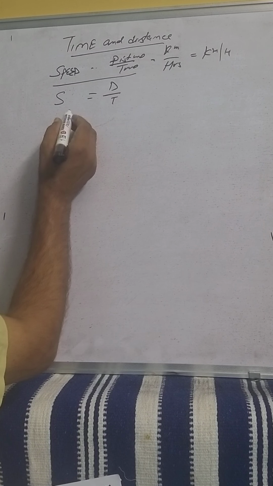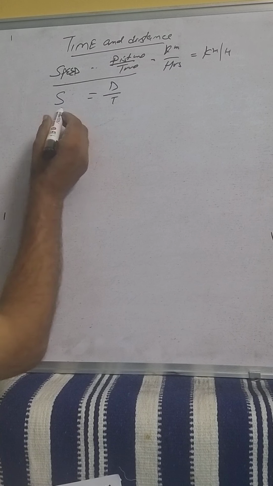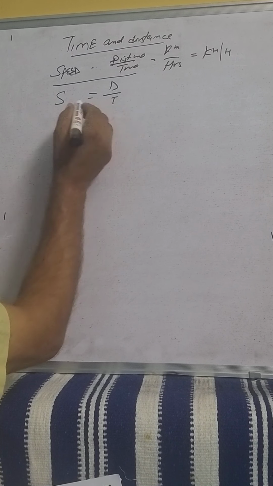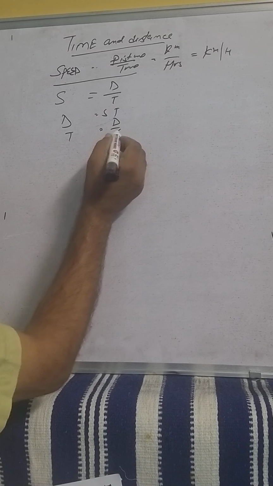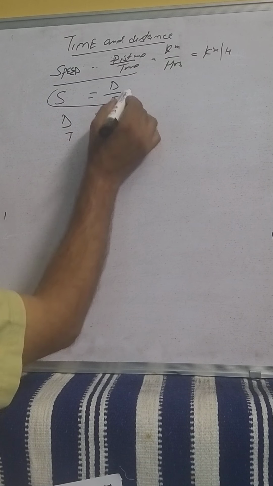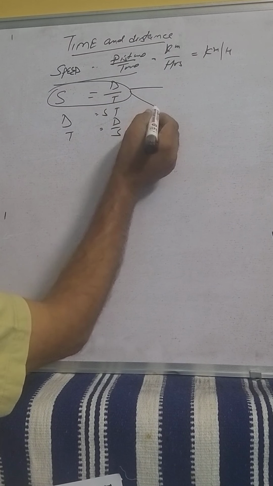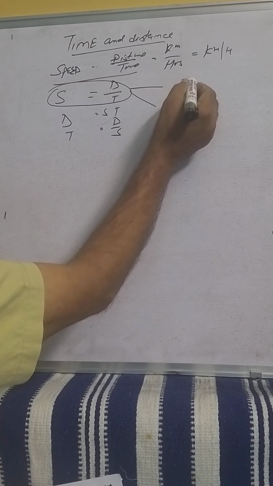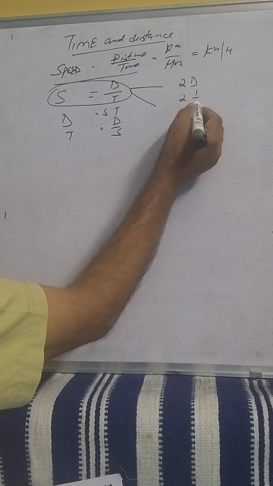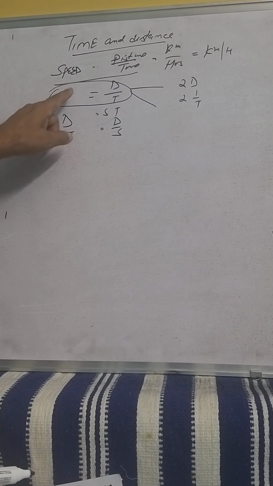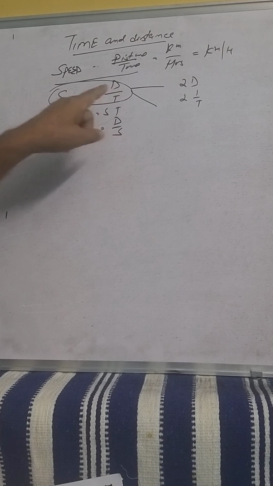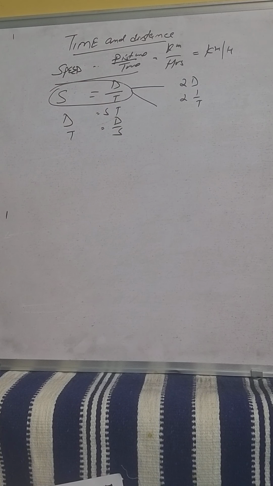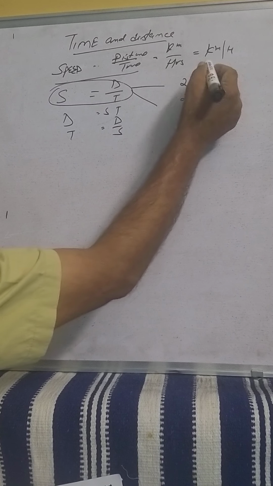We can write this as s is equal to distance over time. From this we can write two other formulas. First, d is equal to st. Second, t is equal to d by s. This is the main formula, and it is clear from it that s is directly proportional to d and inversely proportional to t. It means if s increases, d increases; if s decreases, d decreases; and if s increases, t decreases; if s decreases, t increases. Now the units of speed are these.